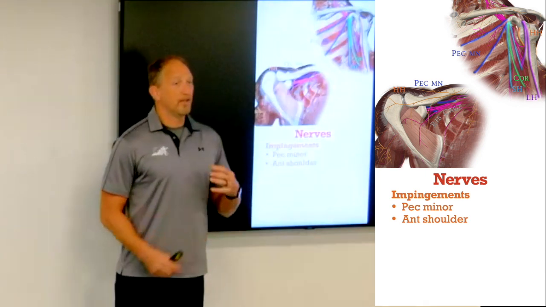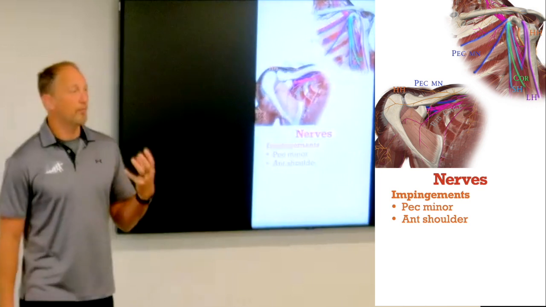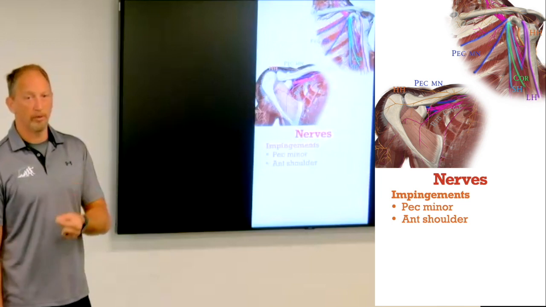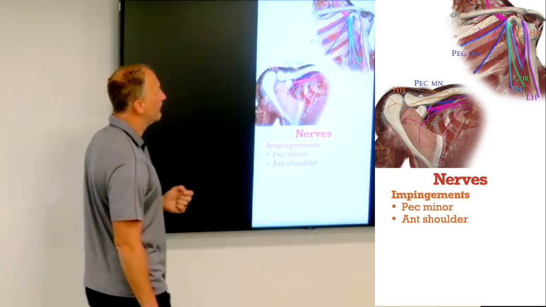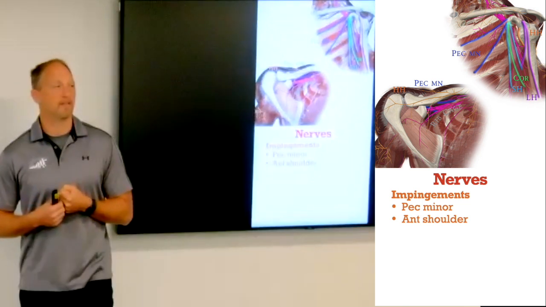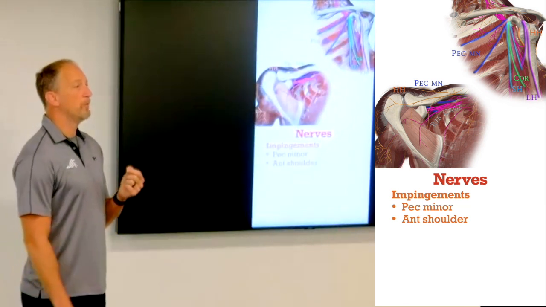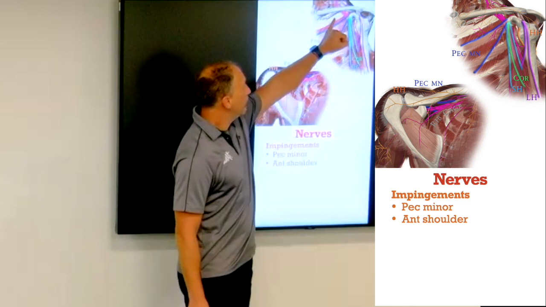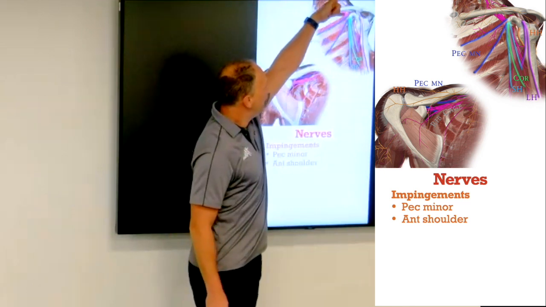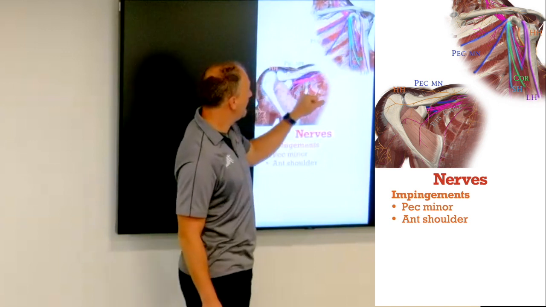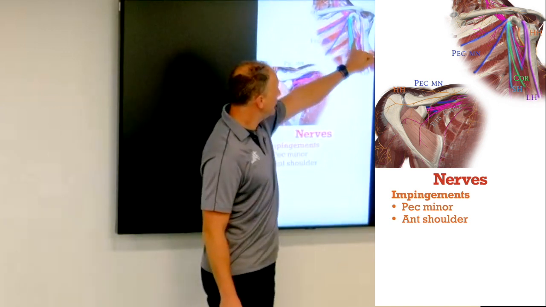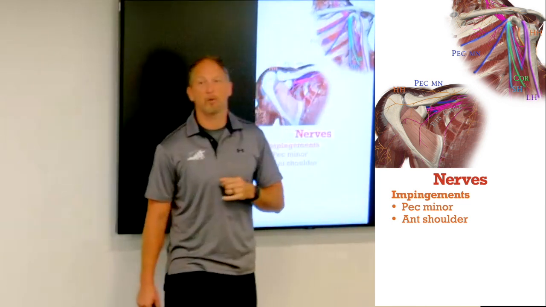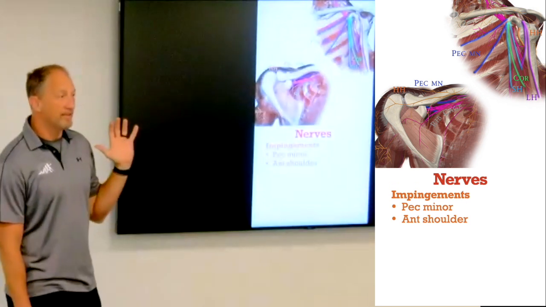What we need to understand is the more common presentation of a brachial plexus injury or issue is going to be impingement on the brachial plexus. And it's not going to be bony impingement like we typically think of in the shoulder. When we talk about impingement of the brachial plexus, we have to understand where it passes. It passes behind the coracoid process, behind the pec minor, deep to the coracobrachialis, the short head of the biceps attachment onto the coracoid process. Remember, coracoid process is part of the scapula.